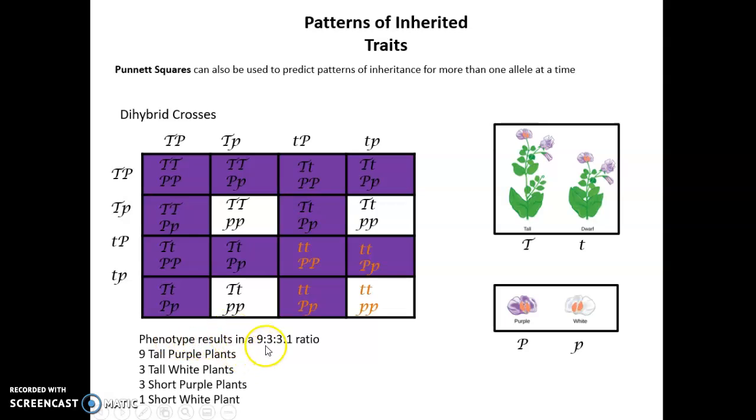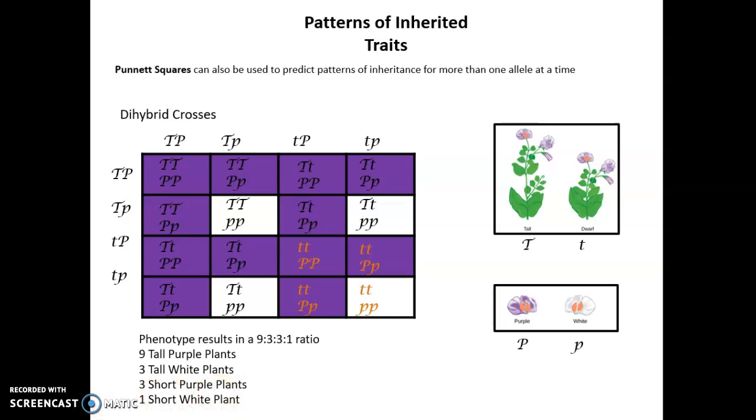And he ended up with a ratio of 9 to 3 to 3 to 1. 9 tall purple plants. So those are both dominant traits. 3 tall white plants. We have 1 dominant trait and 1 recessive trait. 3 short purple plants. We have 1 recessive, 1 dominant trait, and only 1 short white plant, which is going to be the 2 recessive traits.